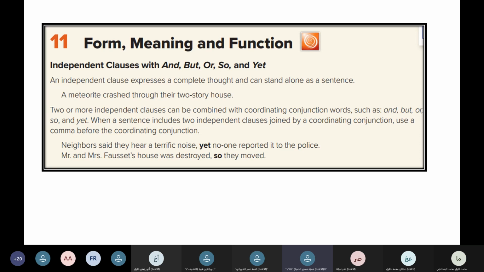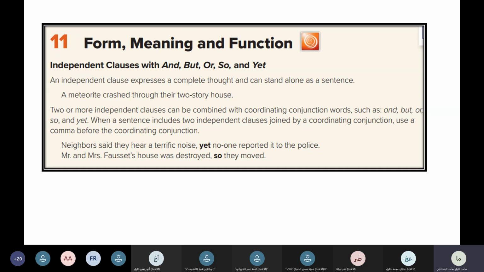conjunction. My neighbors said they heard a terrific noise, yet no one reported it to the police. Yet means what here? What does it mean, yet? Yet means but. Okay, neighbors said that they heard a terrific noise, yet no one reported it to the police.